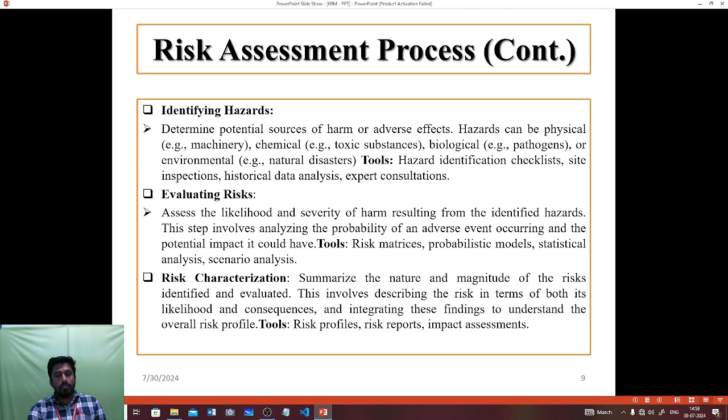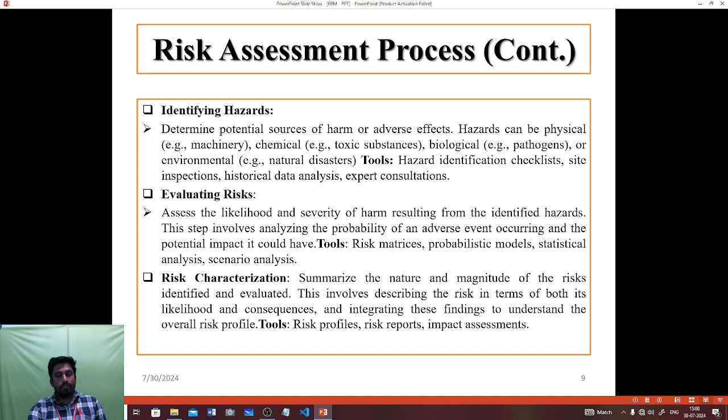This involves describing the risk in terms of both its likelihood and consequence, and integrating this finding to understand the overall risk profile. It may be a variation of the two earlier methods, like identifying the hazards and evaluating risk. It is the finalization of the risk characterization. Using some tools, we find the risk characterization.